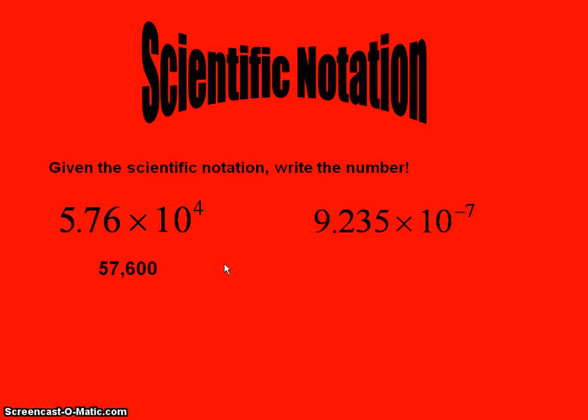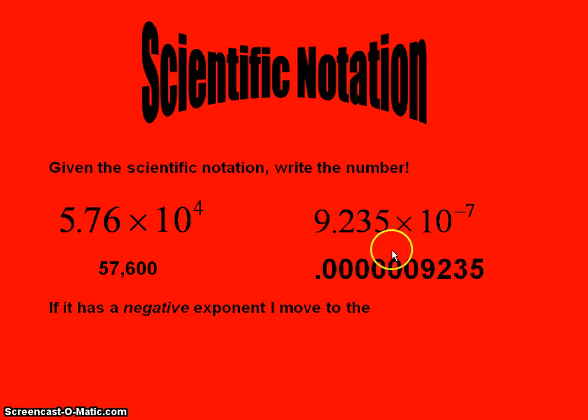All right, let's look at another one. Now you notice that the exponent is negative here. So it's 9.235 times 10 to the negative 7th power. Well, when it was positive, you moved it to the right. So if it's negative, you're going to move it to the left. So you slide the decimal place over 7 places to the left. And once again, wherever there are no numbers, you add zeros. So you can see here that you have a total of 1, 2, 3, 4, 5, 6 zeros.